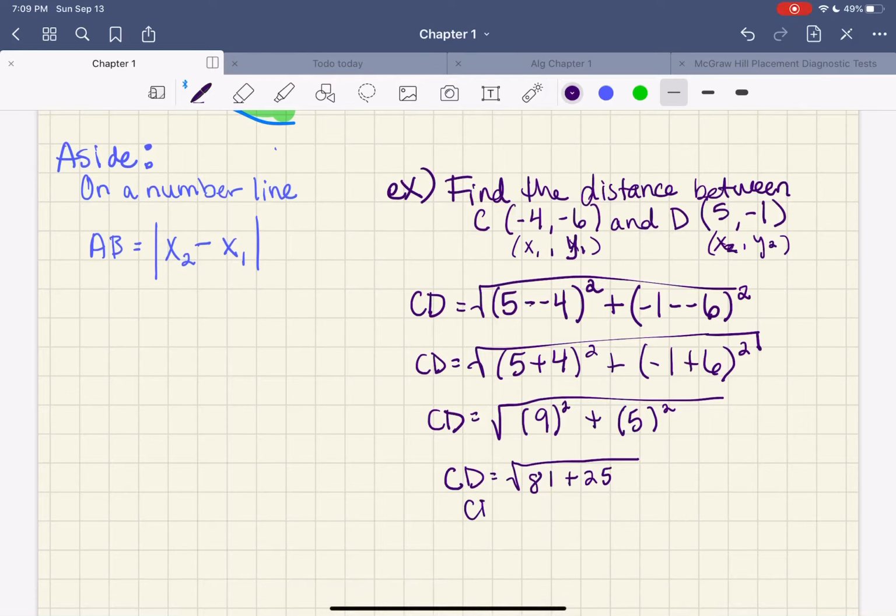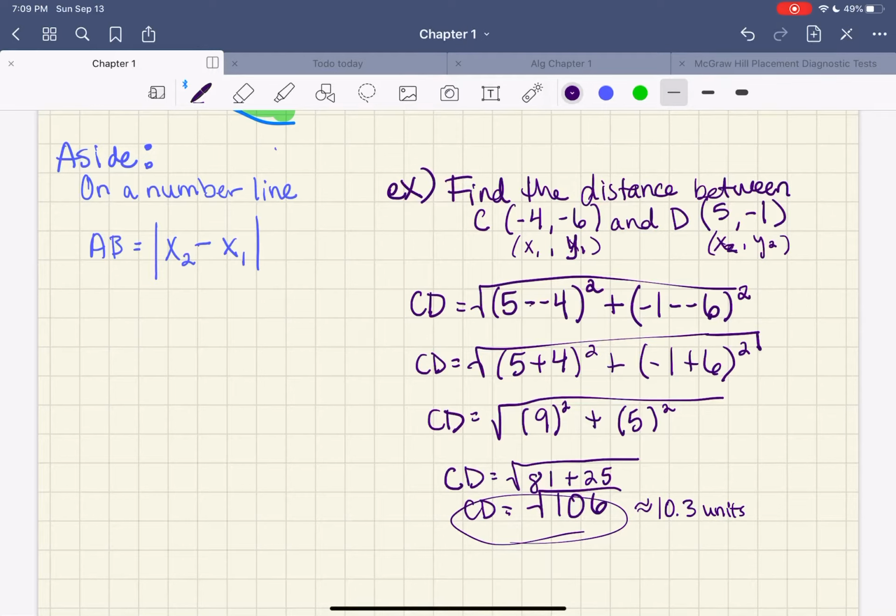So CD is equal to the square root of 106. And we're going to leave it. If you actually need to know this distance for more than a math problem, you might be interested to know that it is about 10.3 units.